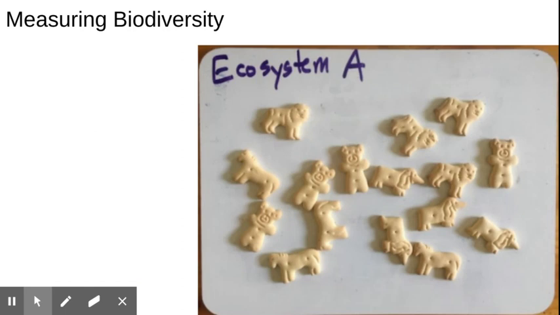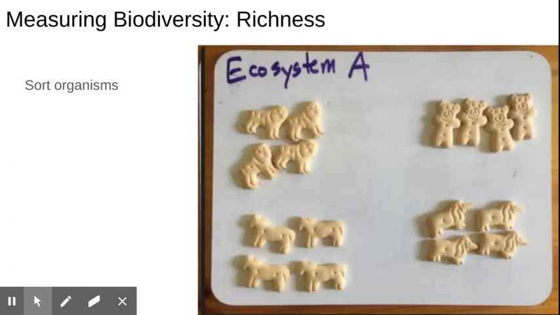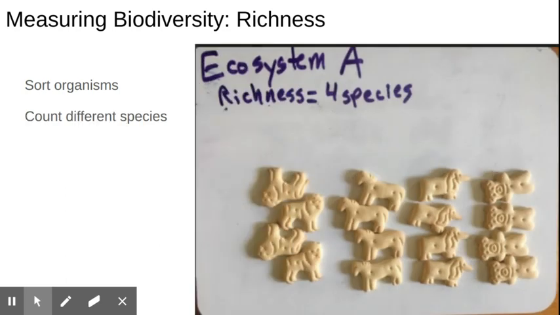So let's go back to ecosystem A. Some people may have said this one looked pretty diverse. Cool. So let's actually get some support and some numbers that tell us that it is diverse. So our first step is to measure the richness. And our first step of measuring the richness is to just sort the organisms into different species. And here it looks like I've got them in 4 different categories, 4 different species. There's some lions, some bears, some dogs, and some horses. And so in that case, I would just say that my richness is 4 species. So I've got 4 different species here. That's just my richness, just counting the number of different species that are there.